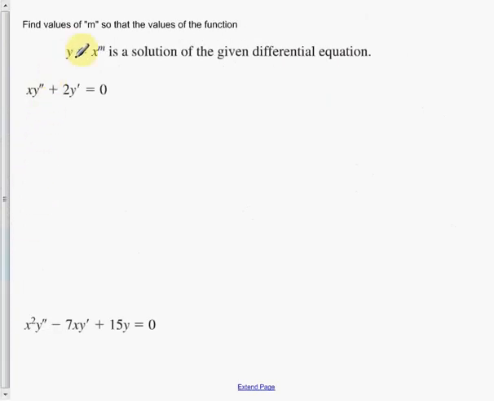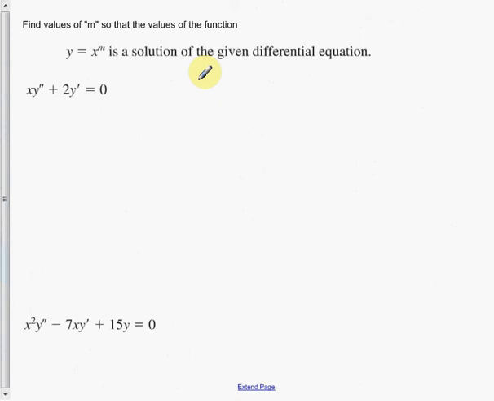Here it says find values of m so that the function y equal to x to the m is a solution type of the given differential equation. Here, y equal to x to the m is not exponential, in the form of the base e to some power. Here, the solutions would be polynomial in type.